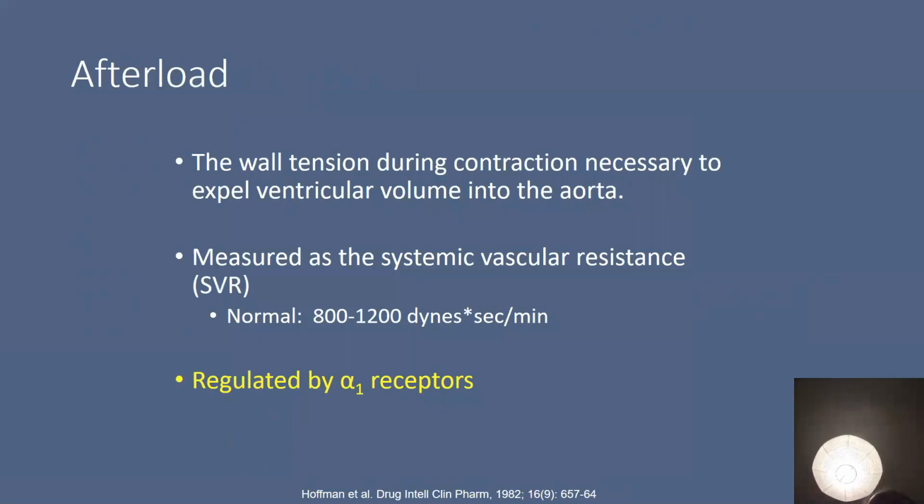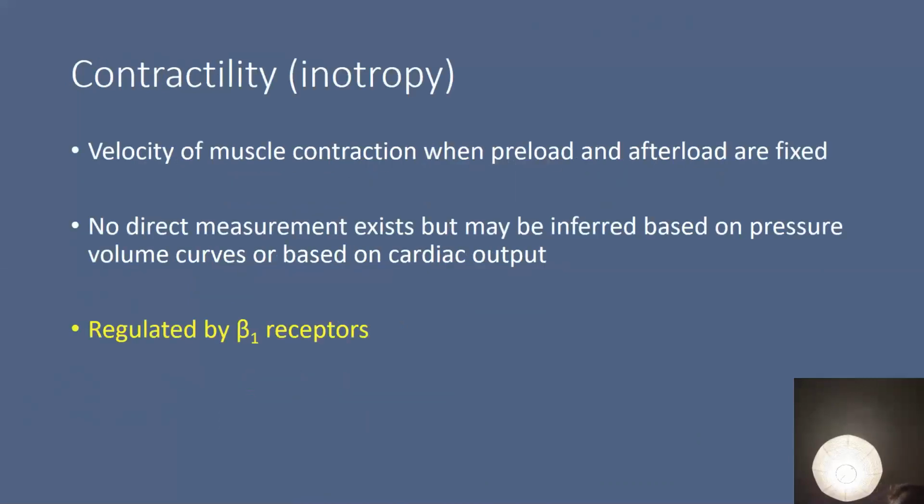The next component to stroke volume is going to be afterload. And afterload is technically defined as the wall tension during contraction necessary to expel ventricular volume into the aorta. Well, we don't know what the heck that means word-wise, so how can I not put that?